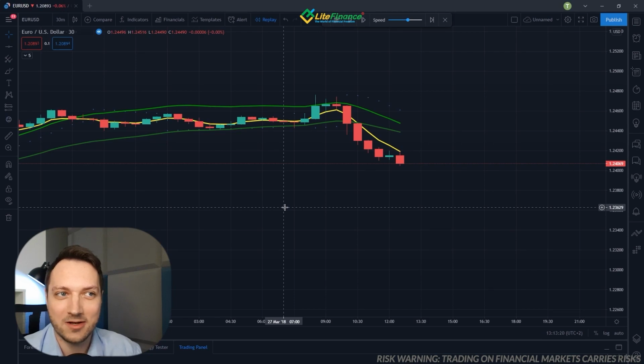The parabolic SAR indicator was invented by one of the most popular authors out there, Mr. J. Wallace Wilder. And it's not a lagging indicator, basically it's a price prediction indicator. It tends to show one step ahead of the price movement. I will not explain the formula, but basically it has one parameter in it that is set to predict the future price movement, either up or down.